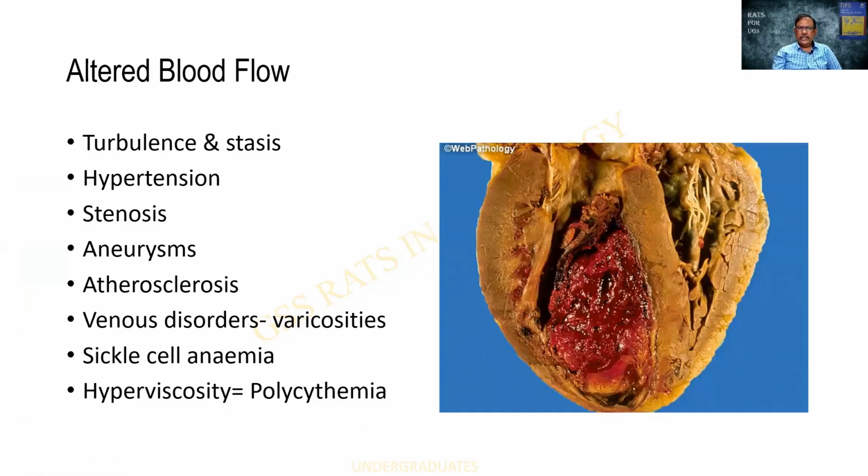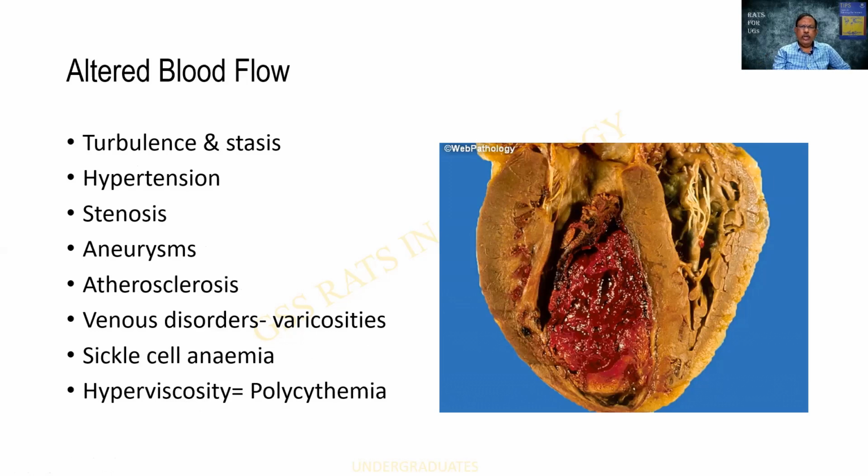Altered blood flow. The first thing that we spoke of was endothelial injury. The second one is altered blood flow. This can happen in a case of stasis or in a case of turbulence. Stasis means what? Whenever there is going to be a clot or something, stagnation, varicose veins, for example. Turbulence, whenever there is a narrowing of a valvular outlet: stenosis, hypertension, aneurysms of the blood vessels, atherosclerosis. Obviously, these will disrupt the laminar flow. Venous disorders such as varicosities, sickle cell anemia, hyperviscosity, or polycythemia.